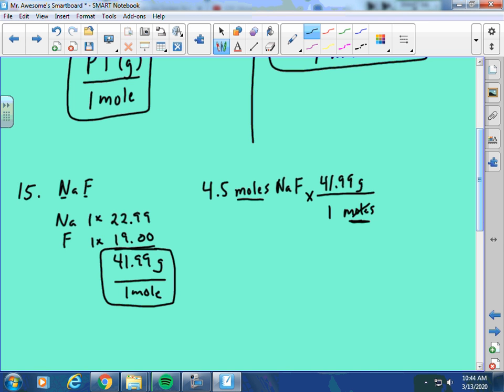And so the moles cancel out. So I see that the bottom of this equation is just 1. The top is the only thing that has numbers in it. So obviously in this problem, I'm just going to take 4.5 and multiply it by 41.99. So if I take 4.5 times 41.99, it's going to come out to be 188.955, something like that. I'm just going to round it off to 189. And the units are grams. And that's how you solve it.